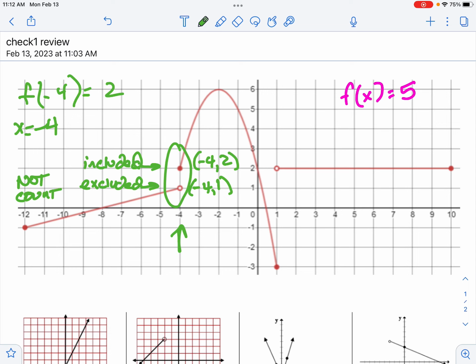Alright, so even though we have that physical representation there of that dot at -4, 1, it doesn't count towards us. It's an open dot. So our answer here is just 2.